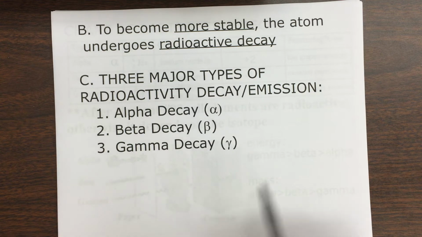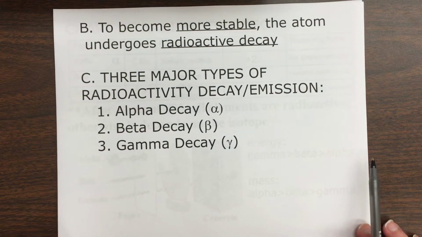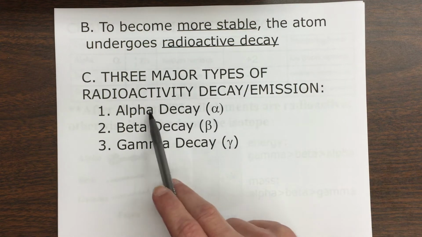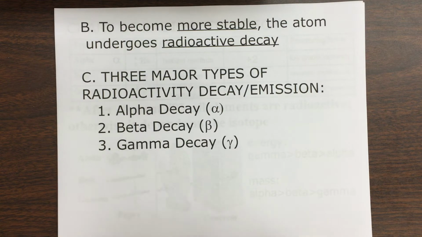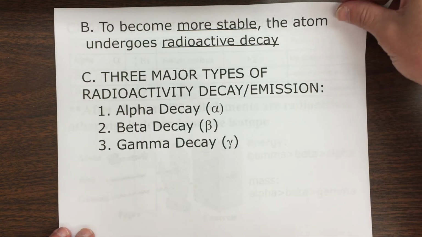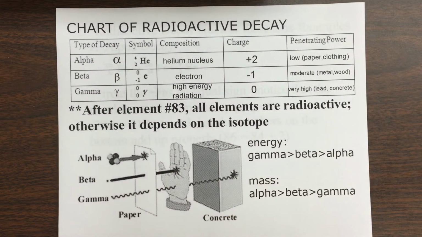There are going to be three major types of radioactive decay that we'll discuss. Those three are alpha decay, beta decay, and gamma decay. Here are your three basic types.